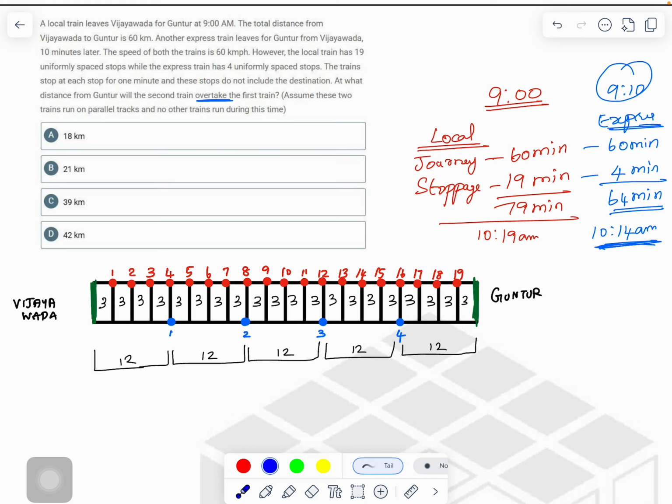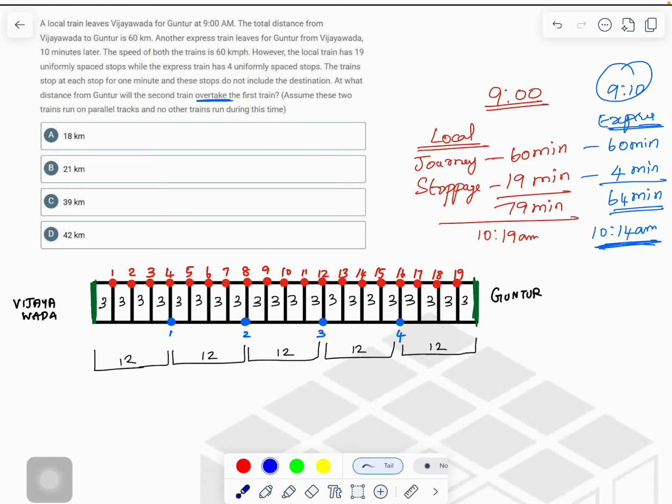It has lost 10 minutes, right? It started only 10 minutes late. That can be covered. So now let's completely ignore the journey part and only focus on the stoppage part and see where the catching up process happens. For the first 3 stoppages of the local train, when the express train starts here, it would have started 10 minutes late. It is starting at -10 compared to the first train.